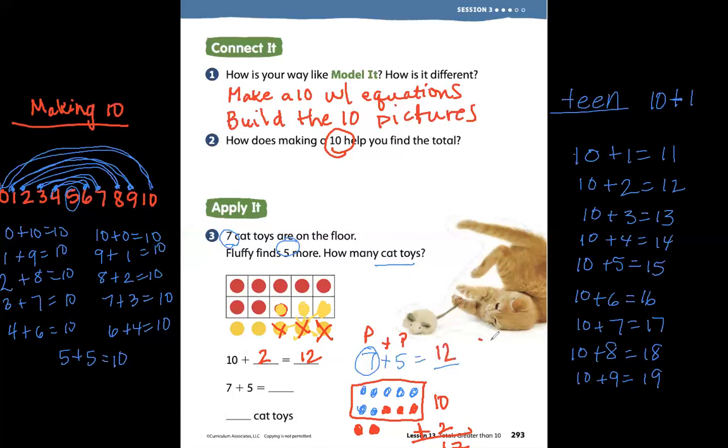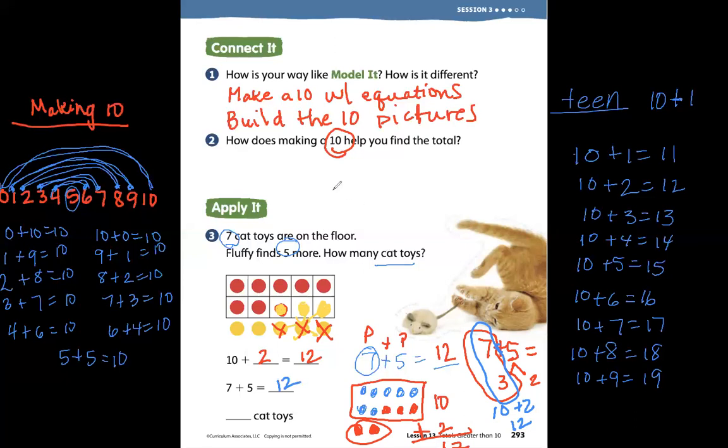The other way to do it is 7 plus 5 equals, and we can think about how many more do I need to get to 10? Well, let's look at our picture we drew. We have 7, and then count on 8, 9, 10. We needed 3 more to make 10, right? And how many were left over? How many ones? 2, right? So here we have 7 plus 3 equals 10, and 2 more. 10 plus 2 is 12.